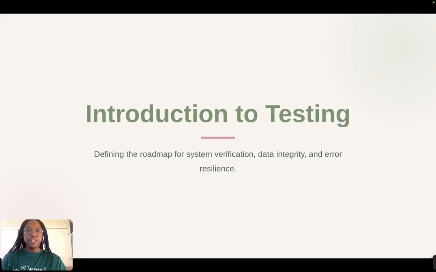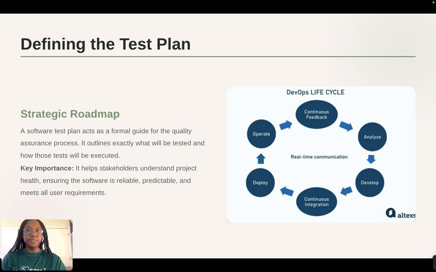So, our introduction: we're defining the roadmap for system verification, data integrity, and error resilience. Defining the test plan: a strategic roadmap. A software test plan acts as a formal guide for the quality assurance process. It outlines exactly what will be tested and how these tests will be executed. The key importance is that it helps stakeholders understand project health, ensuring that software is reliable, predictable, and meets all requirements.